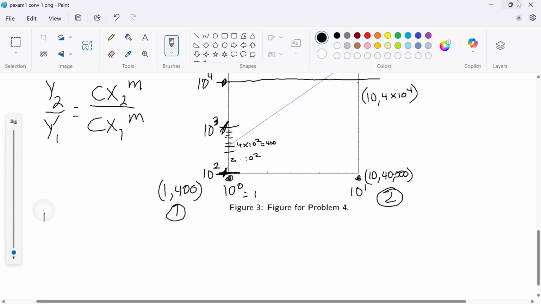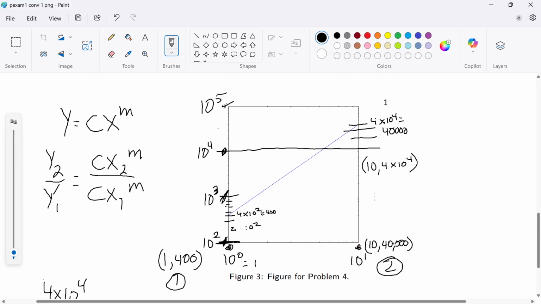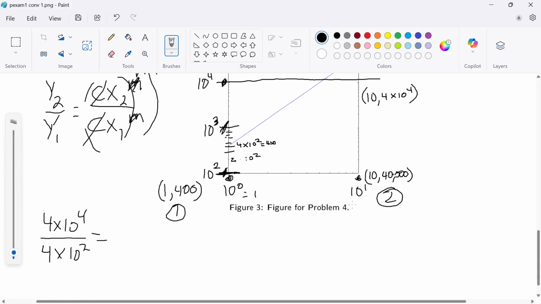Y2, which is 40,000, or 4 times 10 to the fourth, divided by y1, which is 4 times 10 to the second. I want to make sure they're both in the same format, equals, and if both of these are to the m power, look what happens with this fraction. The c's are going to cancel, so I don't have to worry about that for now. And since both are to the m power, I can just do x2 over x1, the whole thing to the m power. So this equals x2, which is 10, divided by x1, which is 1, and then the whole thing is to the m power.